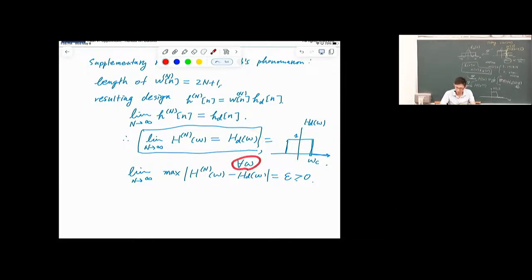But if you look across all omega and talk about the maximum approximation error, that will not converge to 0. However large you increase the length of the window, there's always a finite non-zero error there. And it has something to do with the meaning of convergence.